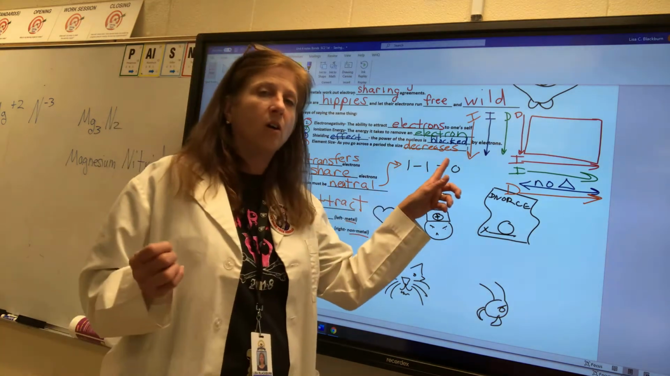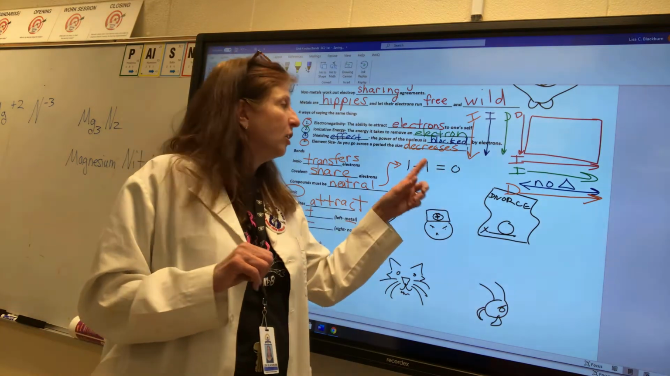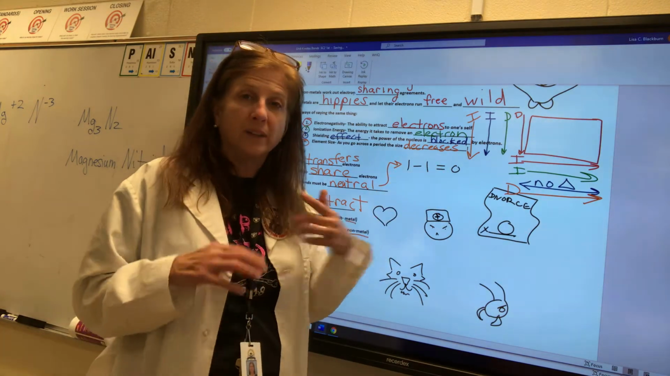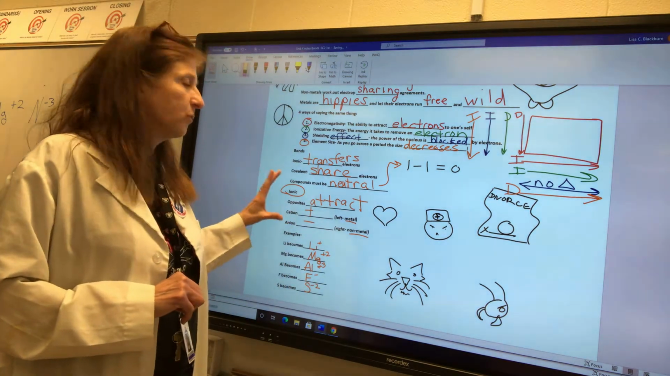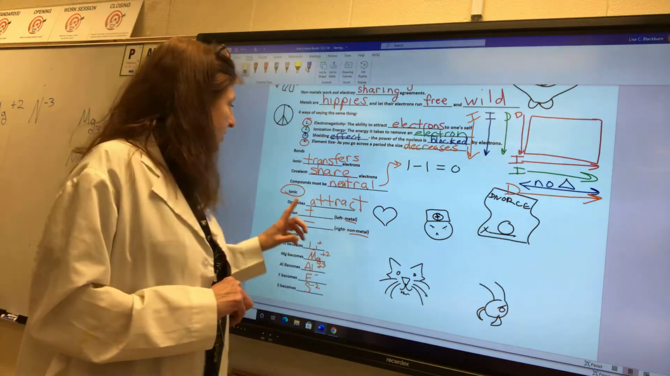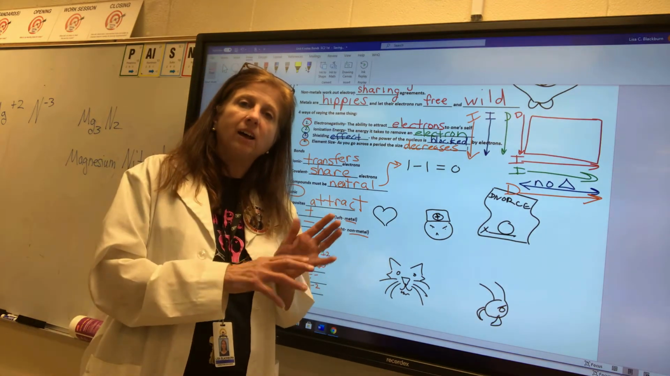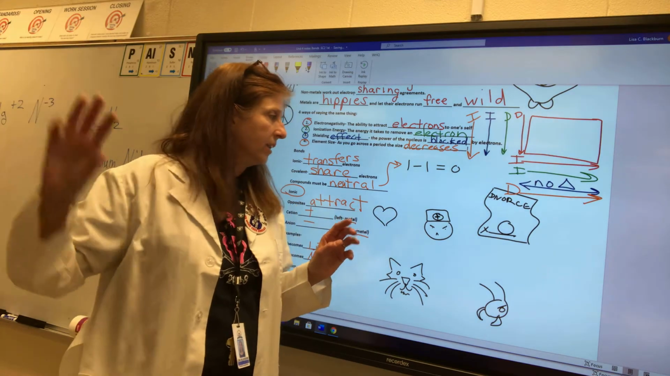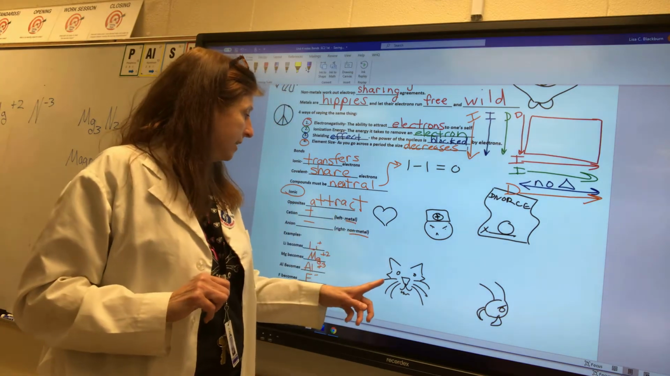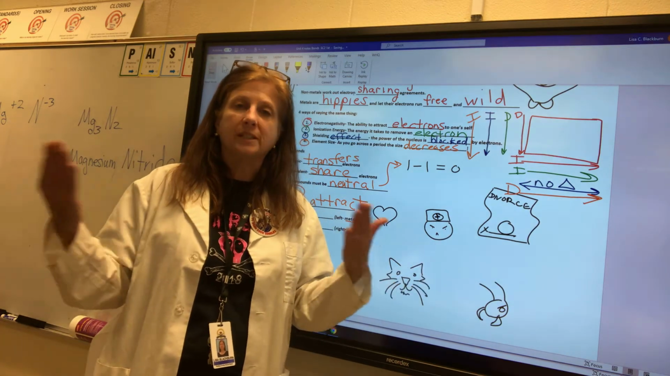But overall, the atom has to be neutral. So the math is easy, but you'll be doing problems like 1 minus 1 is 0. It'll be like first grade again, right? Now, first we're going to talk about ionic bonds. What holds them together is the cation loses the electron, the anion gains the electron, the cation becomes positive, the anion becomes negative, and opposites attract.